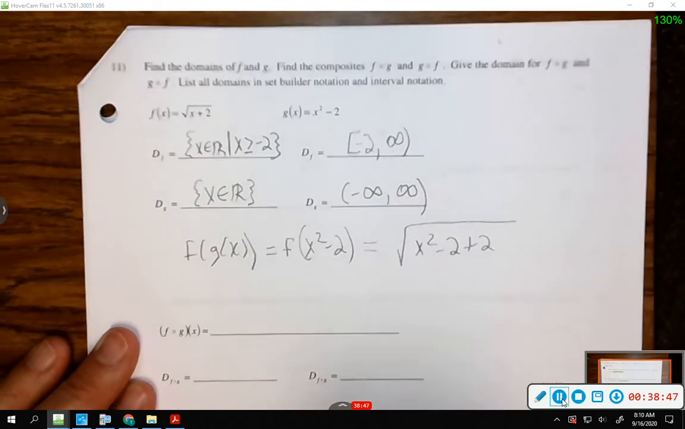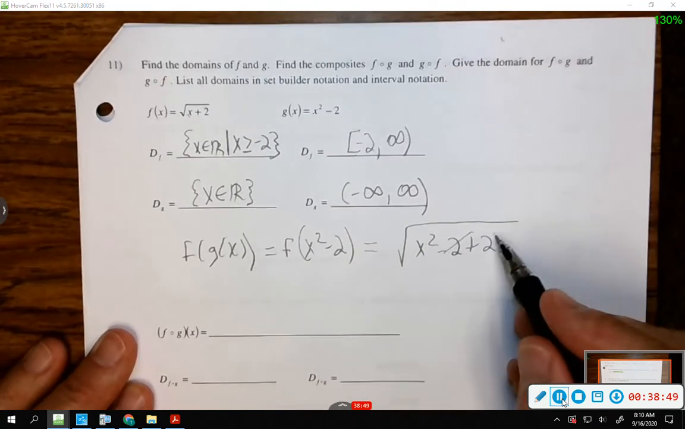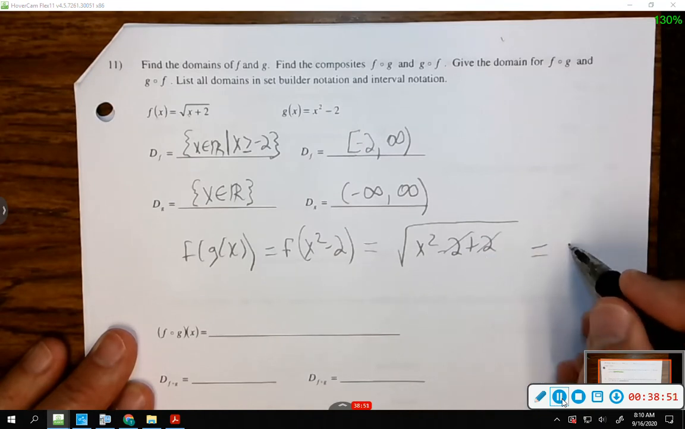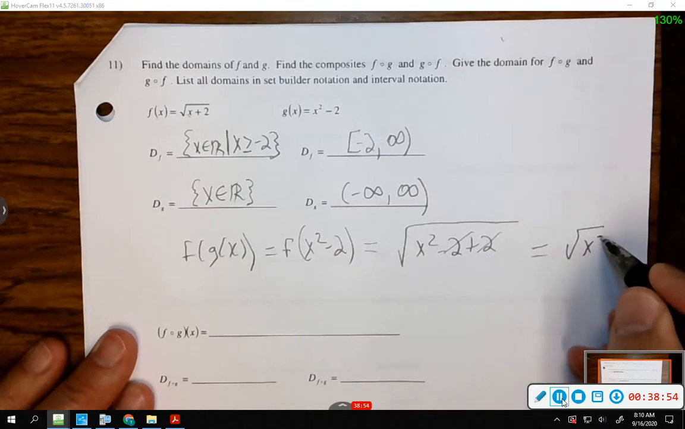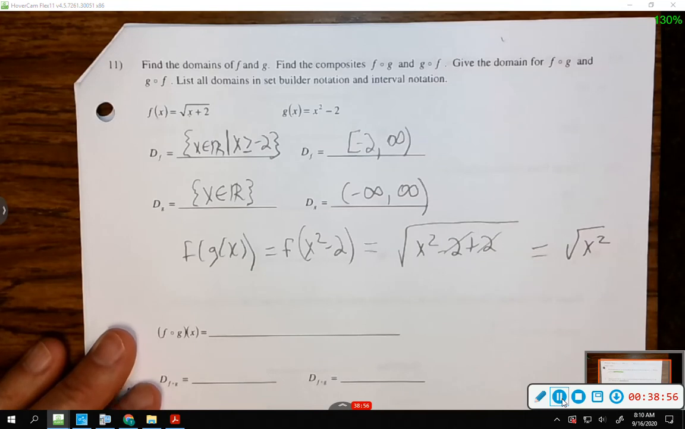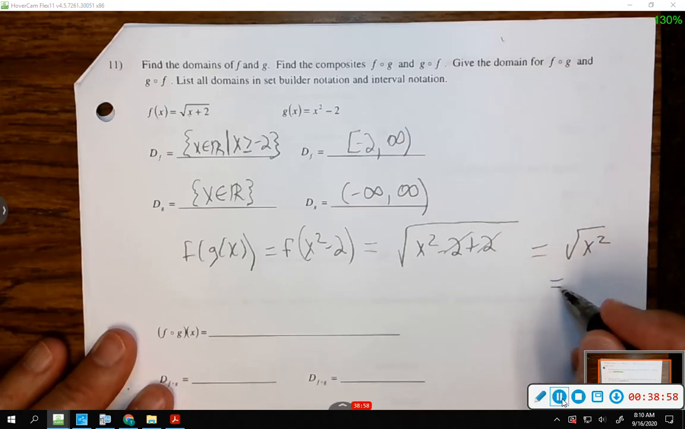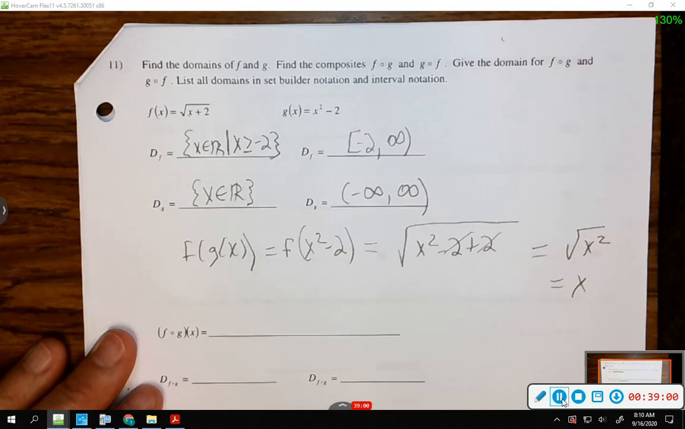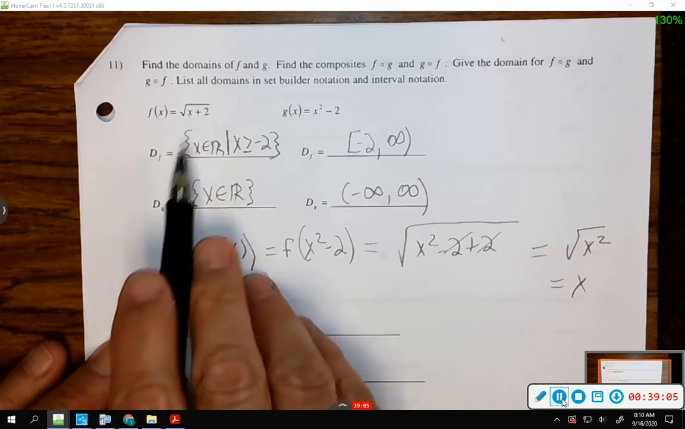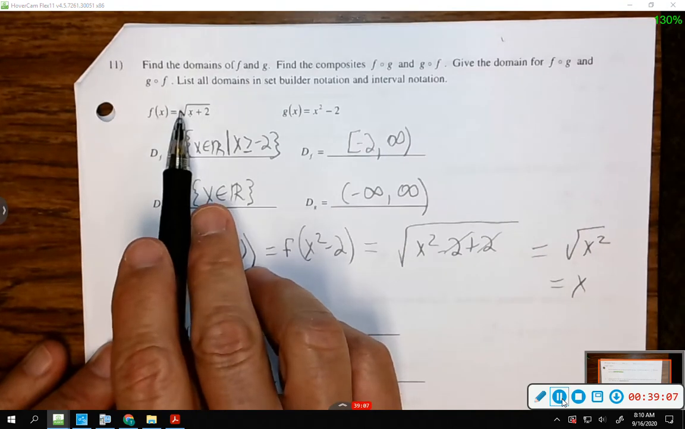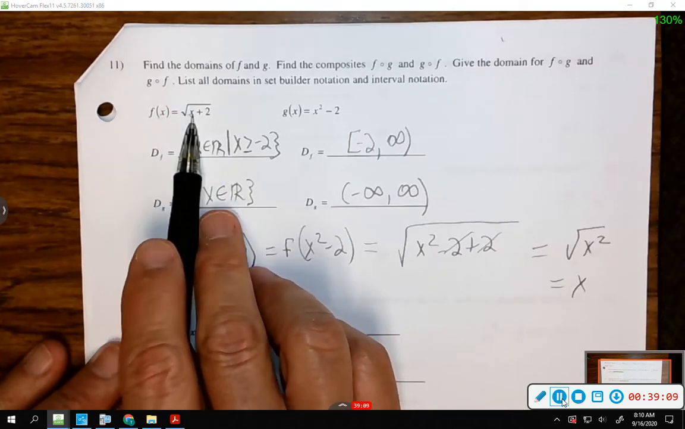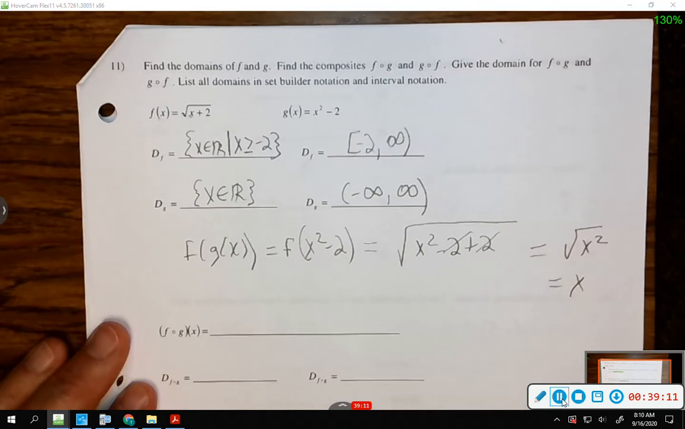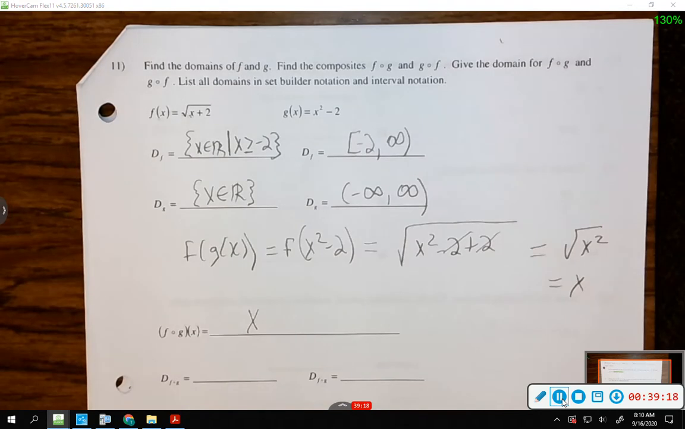I can cancel the 2's. Never cancel terms and factors in the same step. And then I show that the square root of x squared is x. Some people want to make this plus or minus x. That is not true. If we wanted plus or minus square root, we would put it right here. This is the principal square root. It is the positive square root. It's not plus or minus. Our composite is x. What is the domain of this composite?